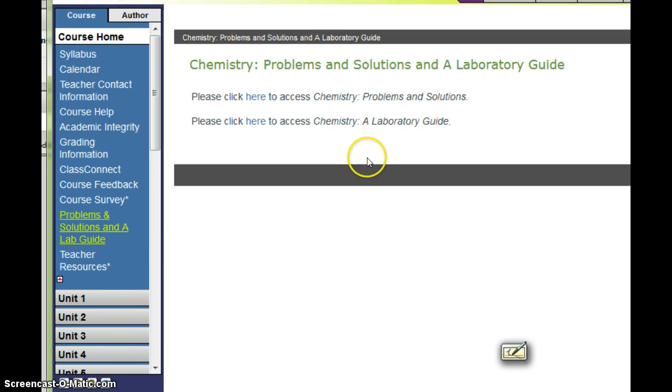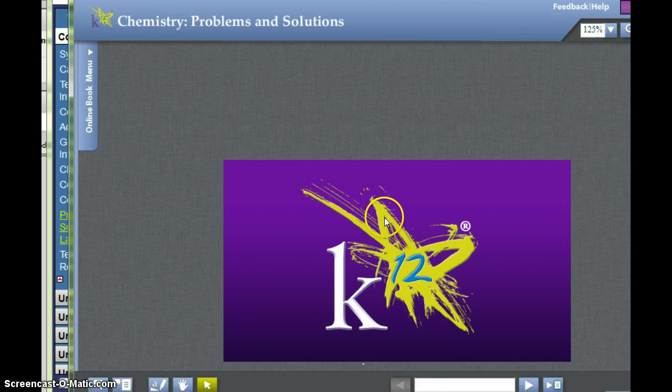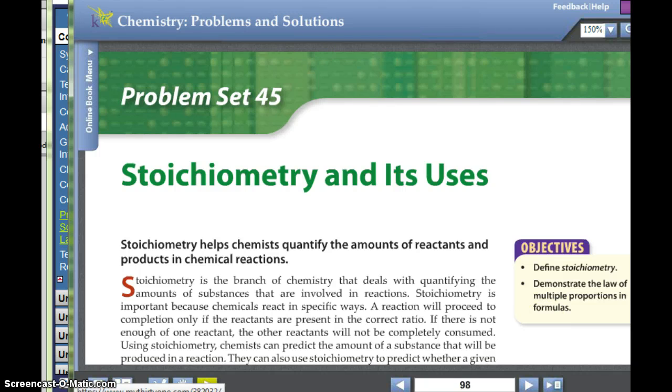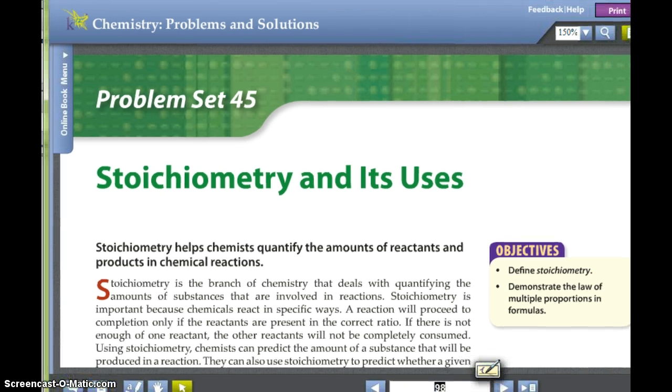And when this loads up, here's the lab guide and here's the problems and solutions. So you're going to click here and it's going to take you to your book. Now you're going to have to type in the page number. So if you've been doing these, you have an idea of where you're at, and we're actually going to be on page 98. So we're on page 98, which is what we're going to go over next.